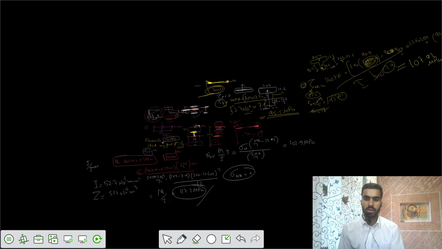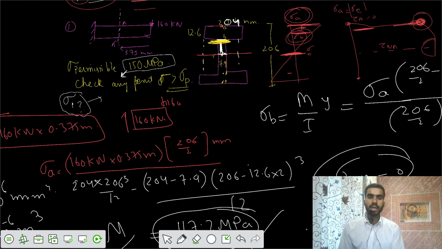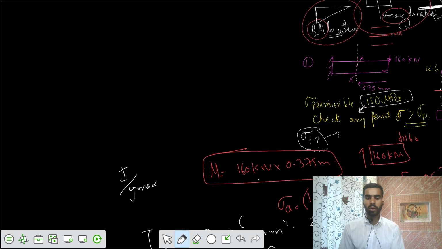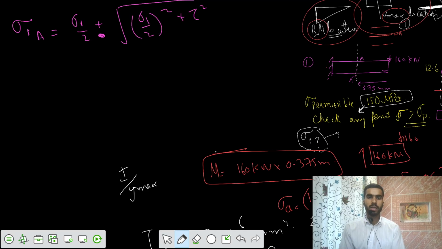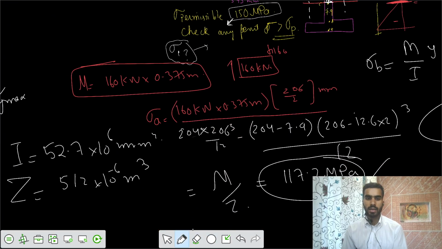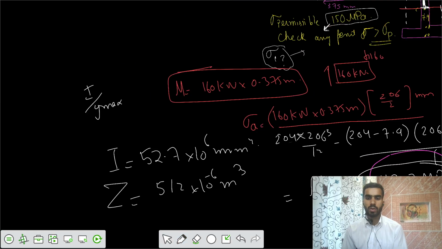Now we got those tau and sigma at different locations. Our problem was that you need to calculate whether any points have stress greater than sigma permissible. So if I now calculate the principal stress at location A, that is sigma 1 by 2 plus minus root of sigma 1 by 2 whole square plus tau square. If I use that, what is the sigma at A? Sigma at A, that is 117.2.